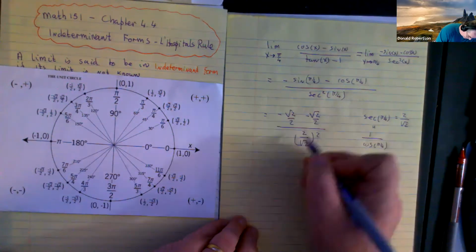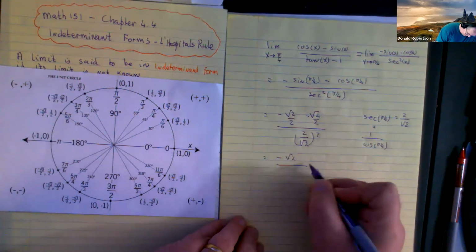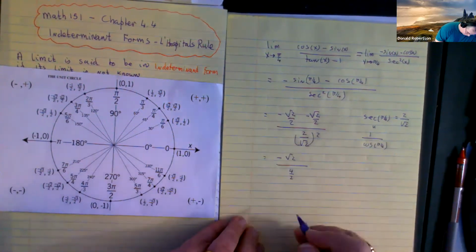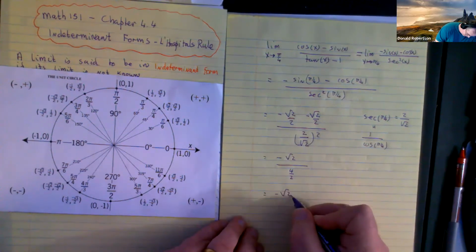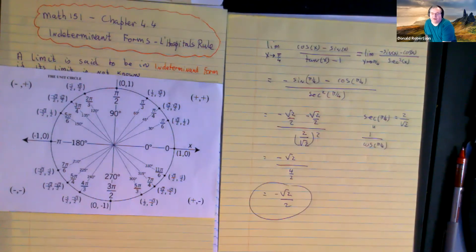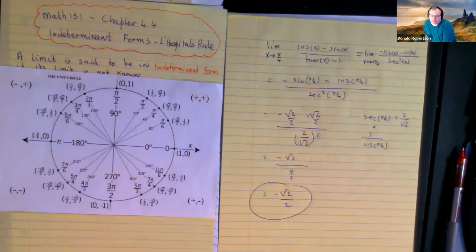This guy and this guy, so you've got a half and a half, gets you negative root 2 when you combine them. This guy gets you 4 over 2, 2 squared, root 2 squared. That guy over 2. There is the answer to this limit. It's negative root 2 over 2.